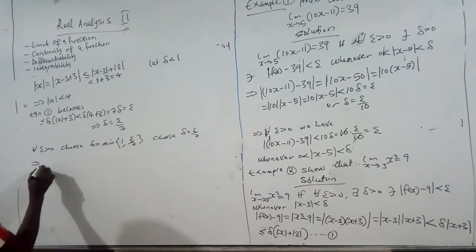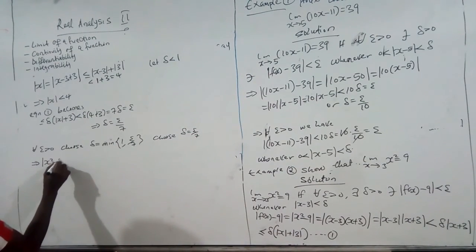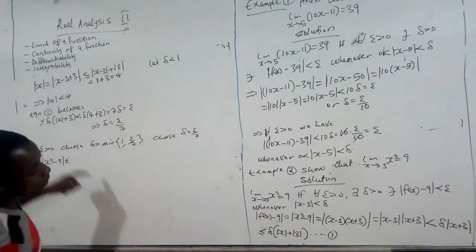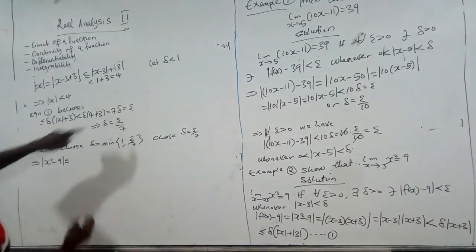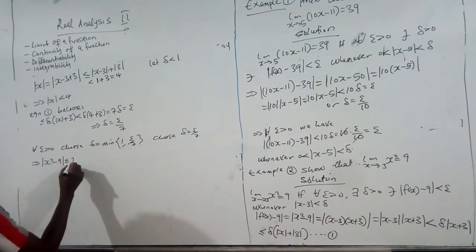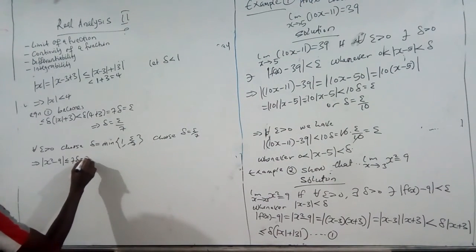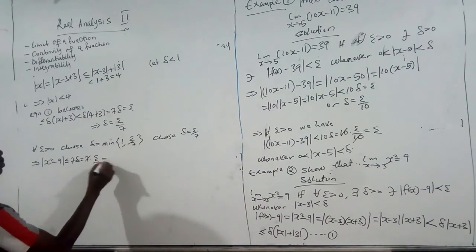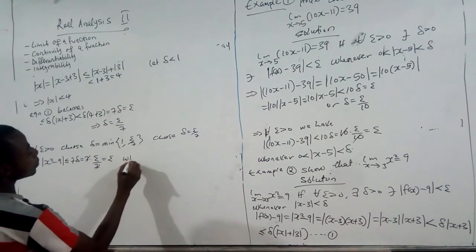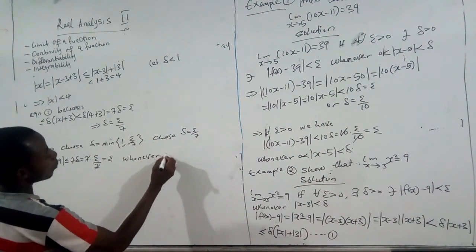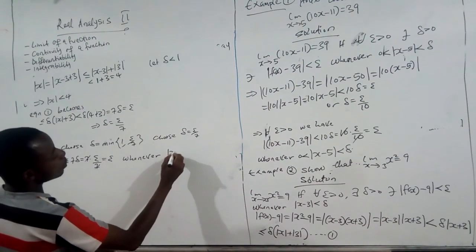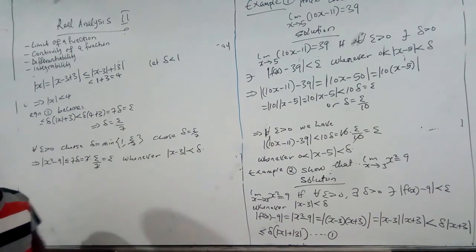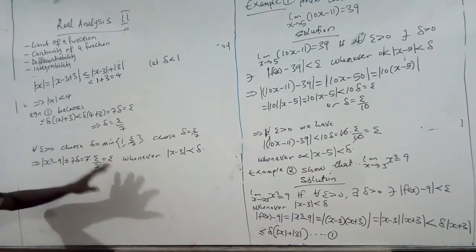So this implies the absolute value of x squared minus 9 is less than or equal to 7 delta, which is equal to 7 times epsilon over 7, the 7 will cancel 7, which is equal to epsilon. So this is happening whenever the absolute value of x minus 3 is less than delta. So this is just about the limit of a function.